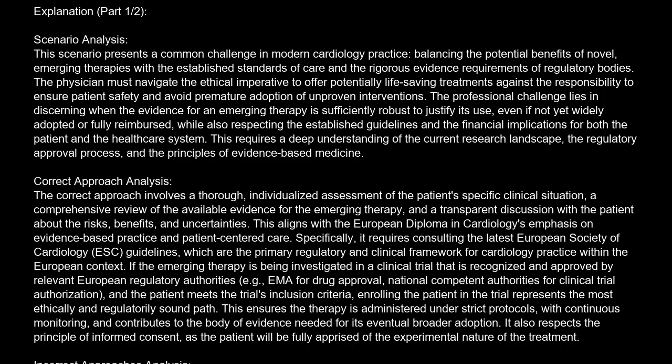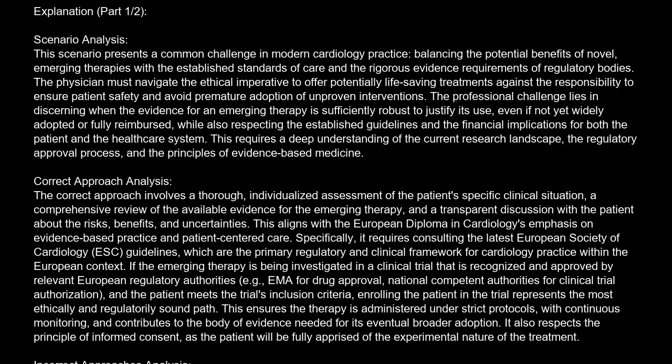The correct approach involves a thorough, individualized assessment of the patient's specific clinical situation, a comprehensive review of the available evidence for the emerging therapy, and a transparent discussion with the patient about the risks, benefits, and uncertainties. This aligns with the European Diploma in Cardiology's emphasis on evidence-based practice and patient-centered care. Specifically, it requires consulting the latest European Society of Cardiology (ESC) guidelines, which are the primary regulatory and clinical framework for cardiology practice within the European context.